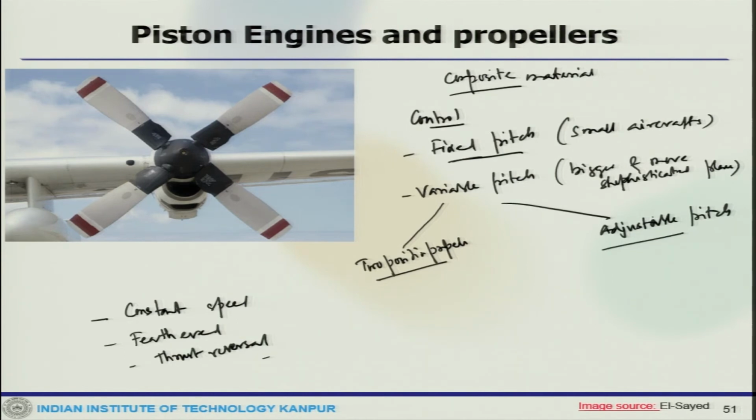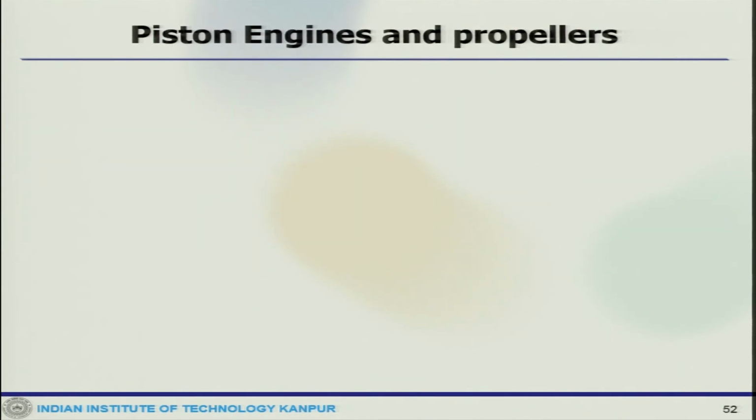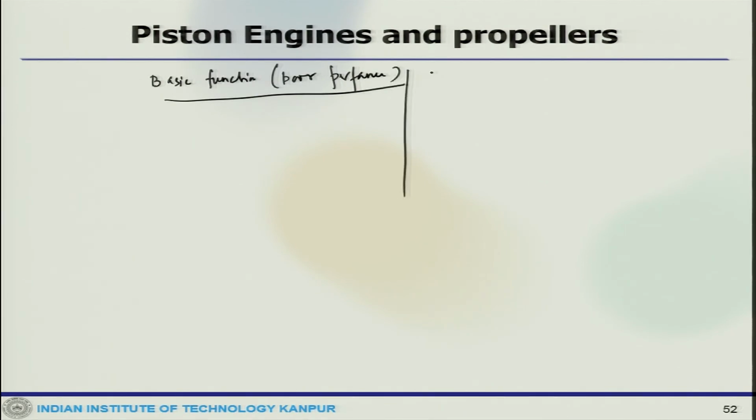So, what we can look at is a comparison of fixed pitch versus variable pitch propeller. We can have basic function, like poor performance, that could be one. Then we could have the fixed pitch propeller, lowest cost.